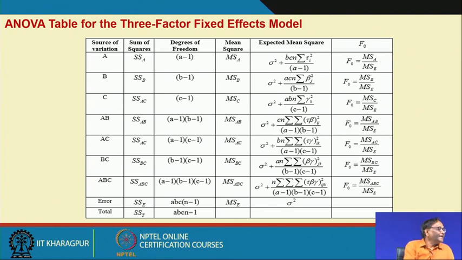And then finally, you compute mean square. SS by degree of freedom will give you the corresponding mean square. Now, every effect mean square is compared with the mean square error, where mean square error MSE estimates sigma square. And then the F value is computed by dividing every effect mean square by MSE, that will give you the F0 value. This F0 value will be compared with the threshold value.